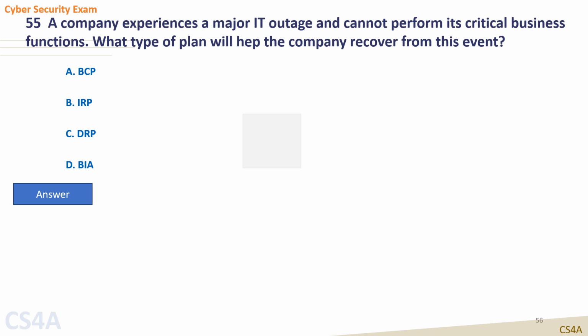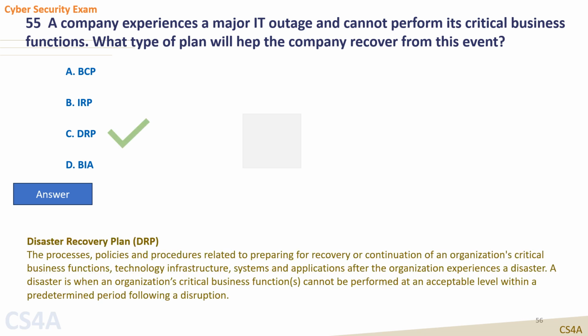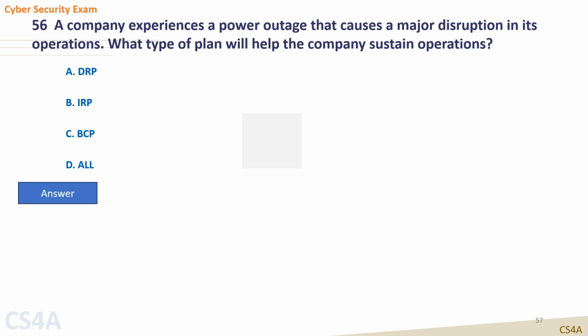Here the question states recover. So the answer is C, DRP. So here the question is, a company experiences a power outage that causes a major disruption in its operation. What type of plan will help the company sustain the operation? So here the keyword is sustain. So the answer is BCP.